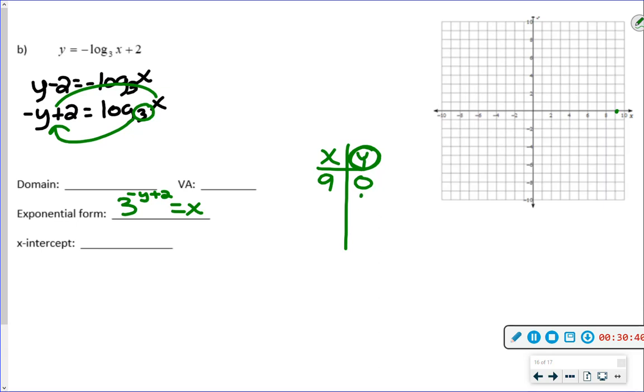All right, let's pick a nice other small number. I'm going to try 1. So if I put 1 in here, I'm going to have negative 1 plus 2. 3 to the first. Got it. 3 comma 1. Let's try 2. If I put a 2 in there, negative 2 plus 2, 0. Anything to the 0 power. Okay, so that is probably enough for me to see it here.